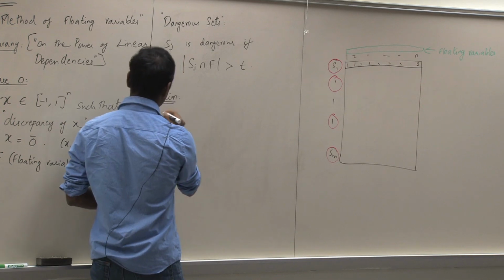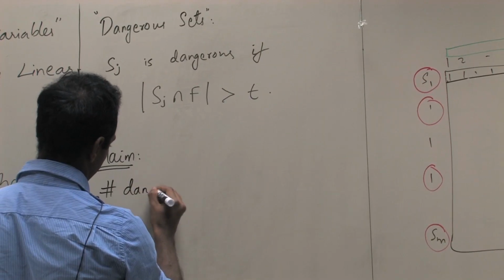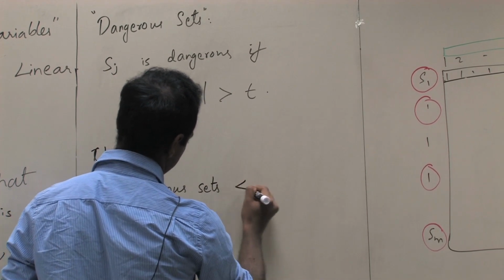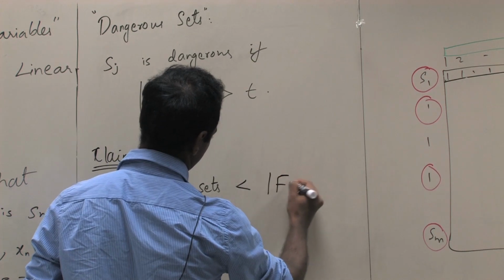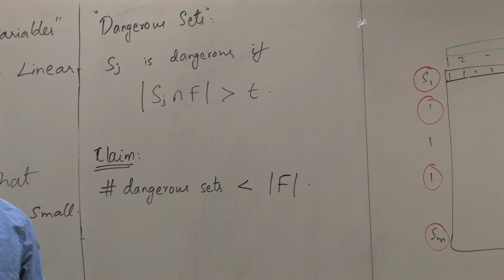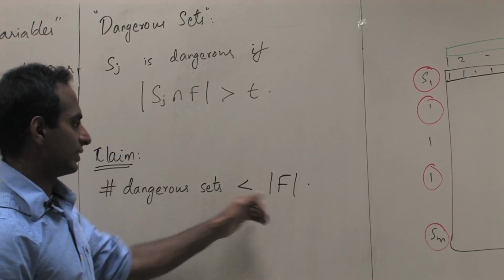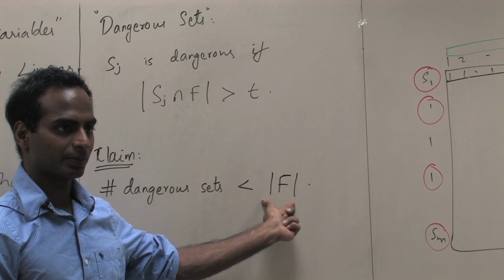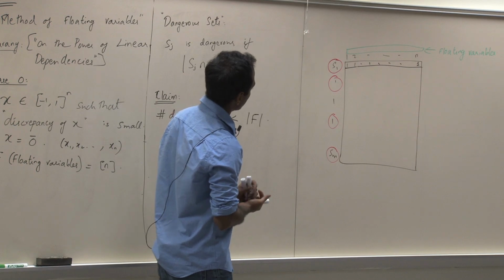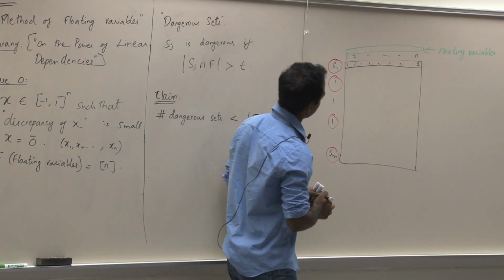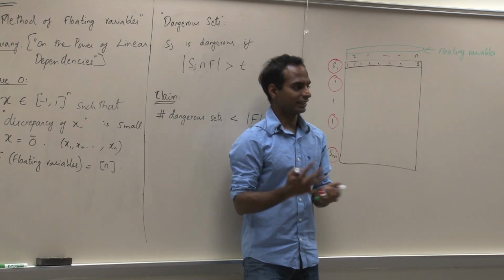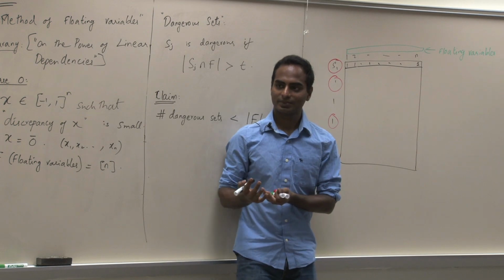So what's the claim? The claim is that the number of dangerous sets is less than the number of floating variables. Okay. So the number of dangerous sets is less than the number of floating variables. Okay. So how should I prove it? And we'll prove it by simple double counting. And before I tell you the proof, any guesses as to how one should do this?